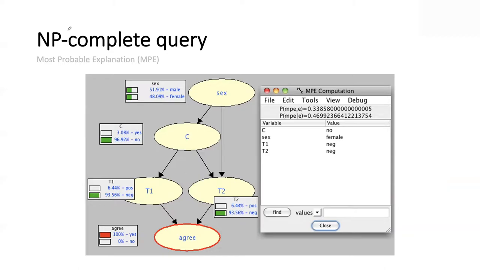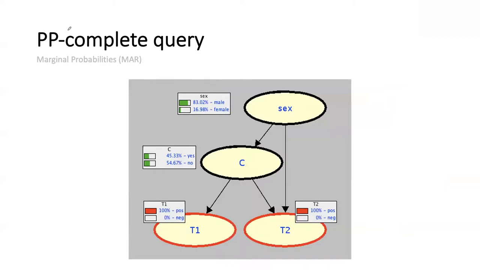And we also talked about the second problem, which is computing marginals, where I'm trying to compute the probability of some events, like what is the probability that someone has a condition, or what's the probability that someone is a female, given that they tested positive on both T1 and T2. And we said that the decision version of this is PP complete.